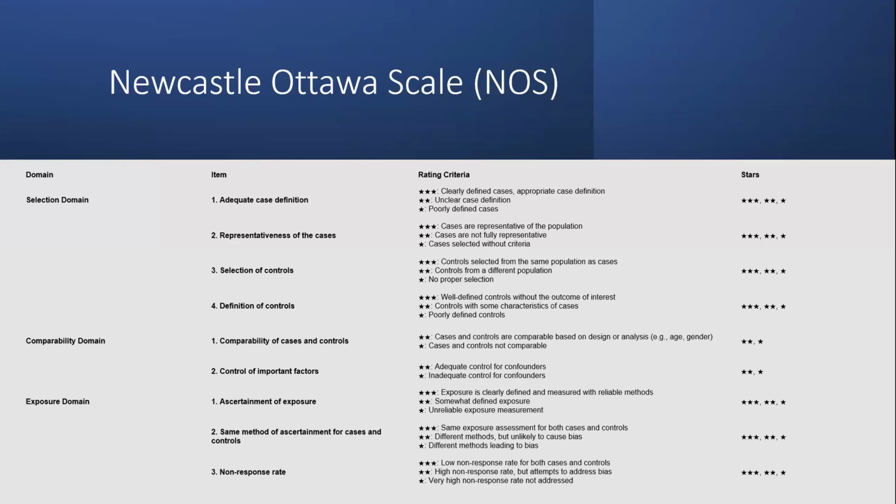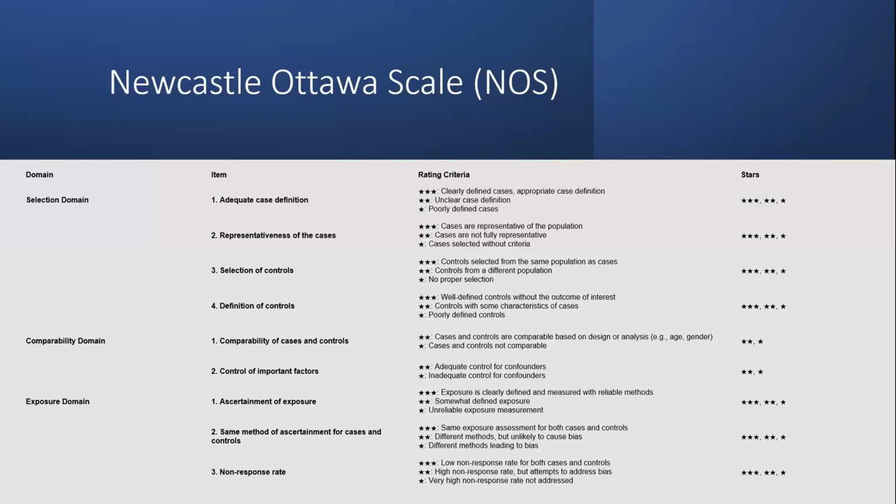If you have an unclear case definition or poorly defined cases, the stars will decrease based on the reporting you could find in the study. Next, representativeness of the cases. If cases are representative of the population, whether they have mentioned how they selected their cases and how many cases there are in detail, then you will give a star. If cases are not fully representative or cases were selected without criteria, in those cases you will decrease the stars.